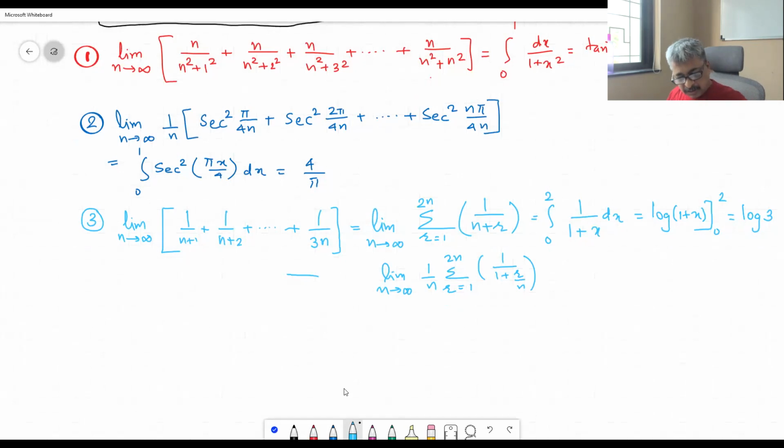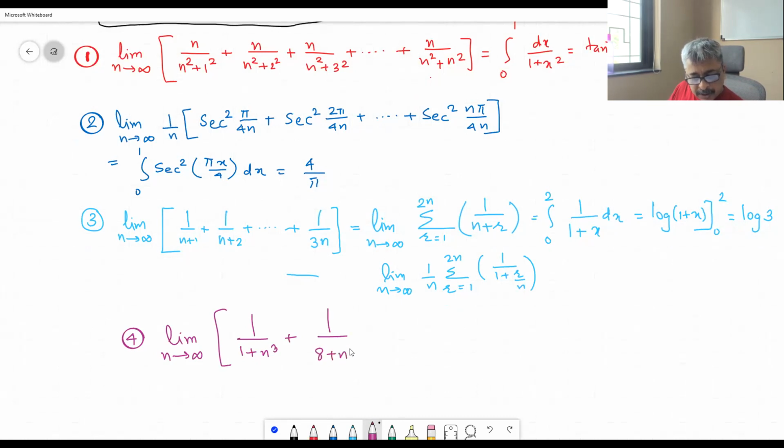Okay, next. Fourth problem. Limit n tends to infinity 1 upon 1 plus n cube plus 1 upon 8 plus n cube plus 1 upon 27 plus n cube plus dot dot dot plus 1 upon what 2n.